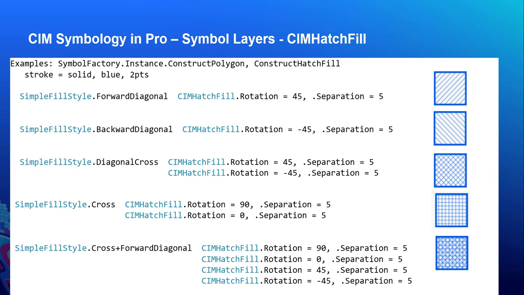Simple fill style cross, got a vertical line, rotation 90, horizontal line, rotation 0, same separation. Give me the cross effect. And then here, for example, I'm combining the cross pattern with the 4 diagonal pattern, 4 layers. Rotation 90 and 0, that's from the cross. 45 and negative 45, that's my forward and backward diagonal respectively, giving me that pattern right there. So no limit to the stacking combinations or whatnot of the hatch fills.